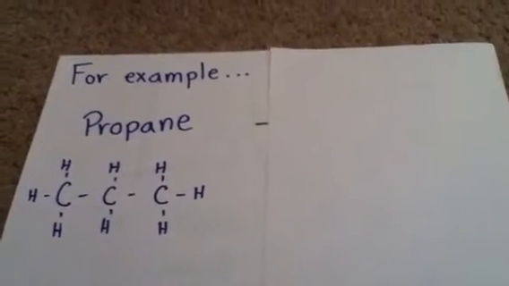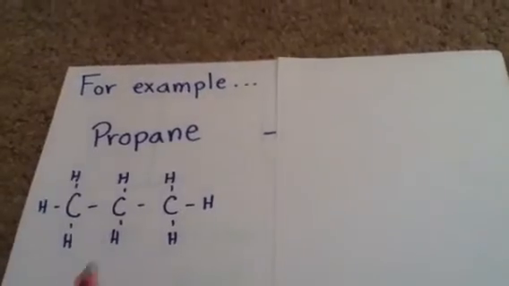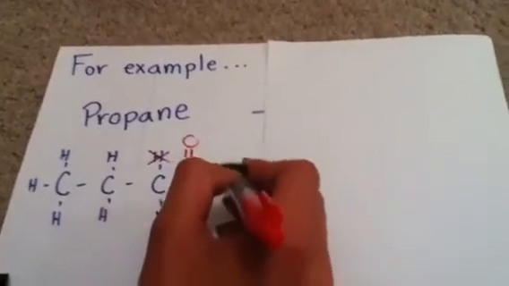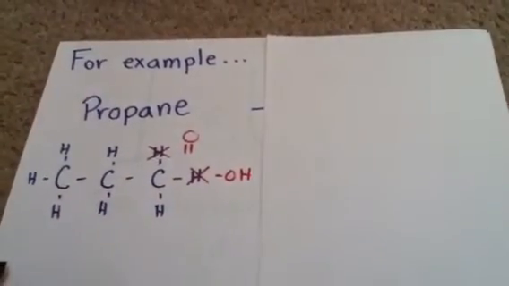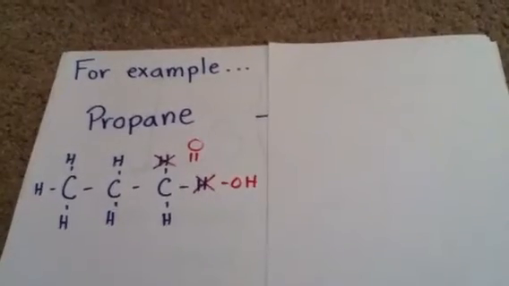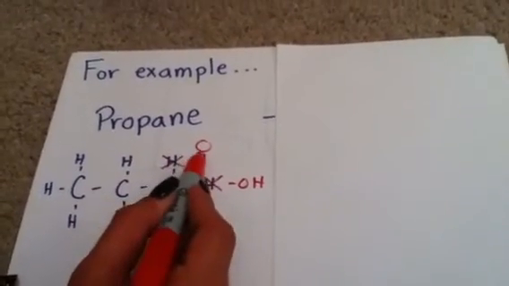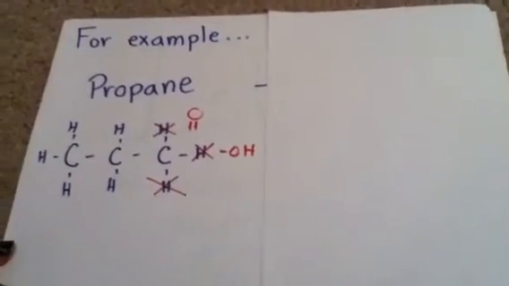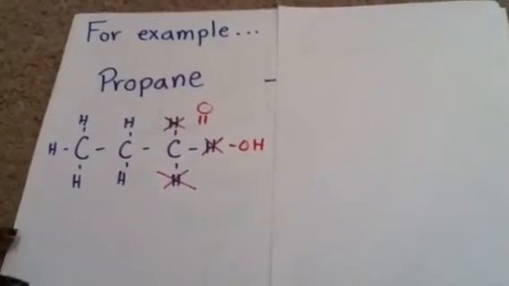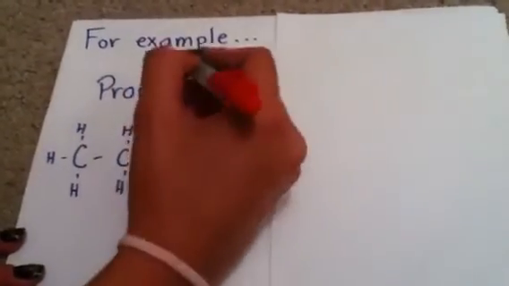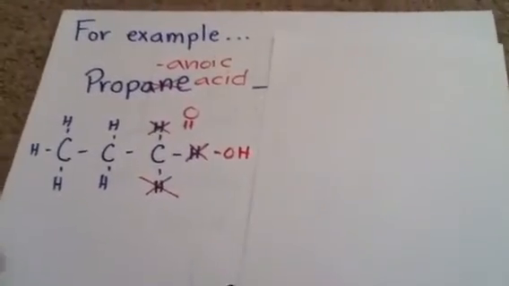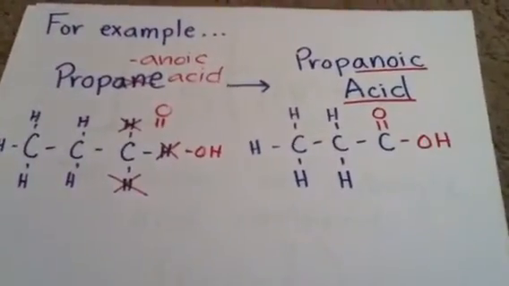To make this a carboxylic acid, you replace two of the end H's with a double bonded O and an OH. Since there can only be 4 bonds on a single carbon atom, you need to drop the last H. Now that it is a carboxylic acid, the name changes to propanoic acid because you add the suffix anoic and acid to the end. This is propanoic acid.